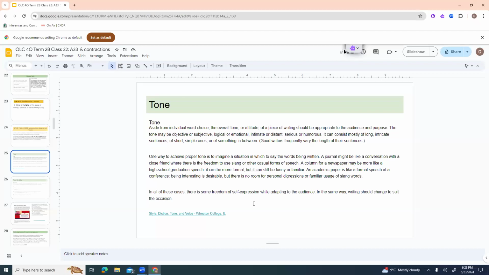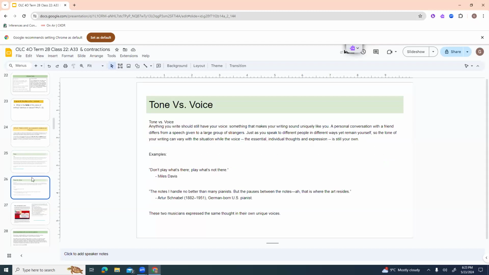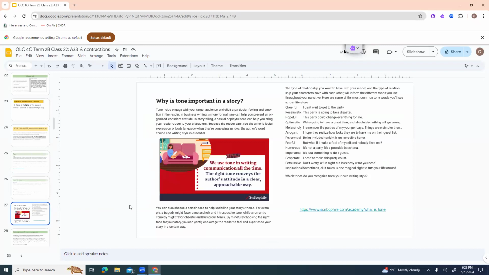In all of these cases, there is some freedom of self-expression while adapting to the audience. In the same way, writing should change to suit the occasion. I'm not going to go there because I know that confused some people.